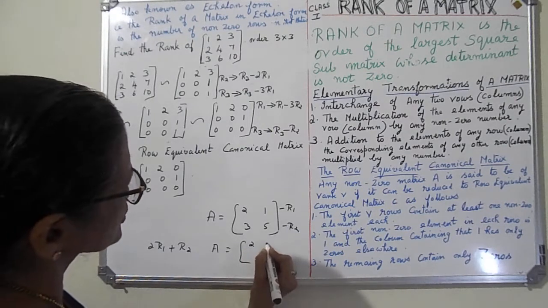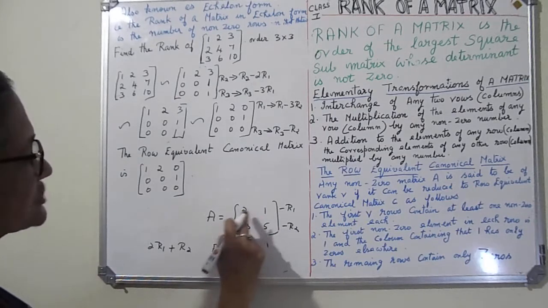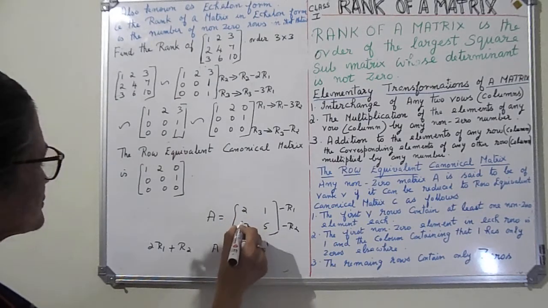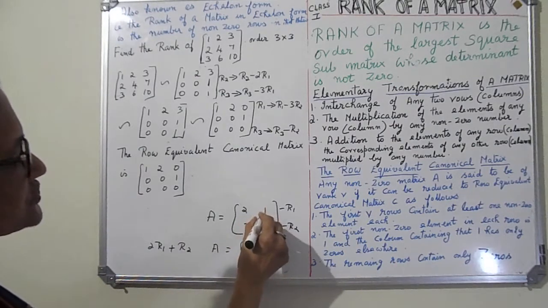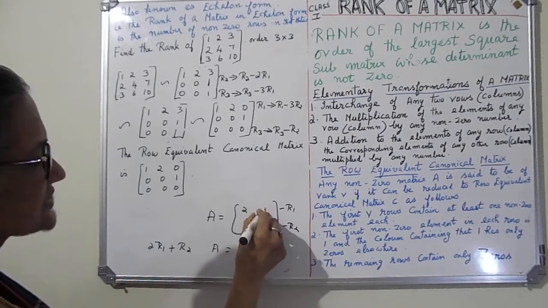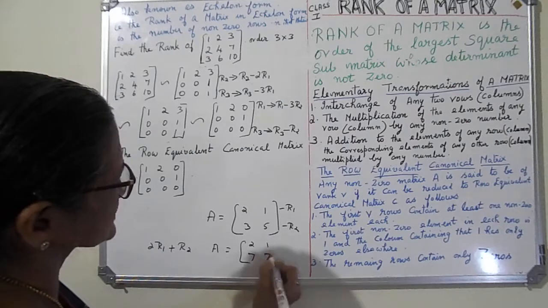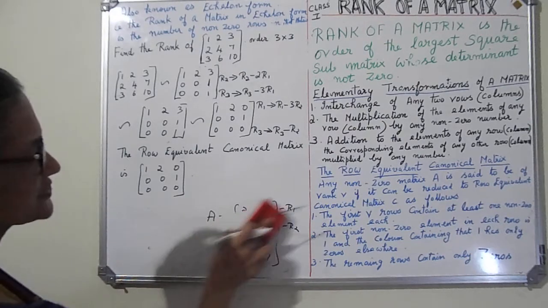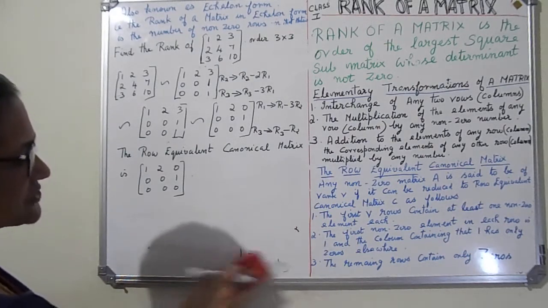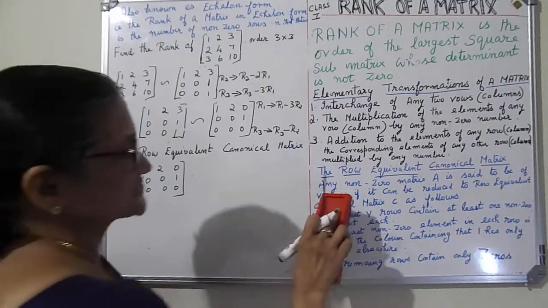That is, 2, 1 is the first row. First row I am multiplying by 2. 2 into 2, that is 4. 4 plus 3, 7. Here also multiplying the second element by 2. 2 into 1, 2. 2 plus 5, 7. This is the elementary transformation performed here. Therefore, you can perform it either for the rows or for the columns. Now let us see the next definition.